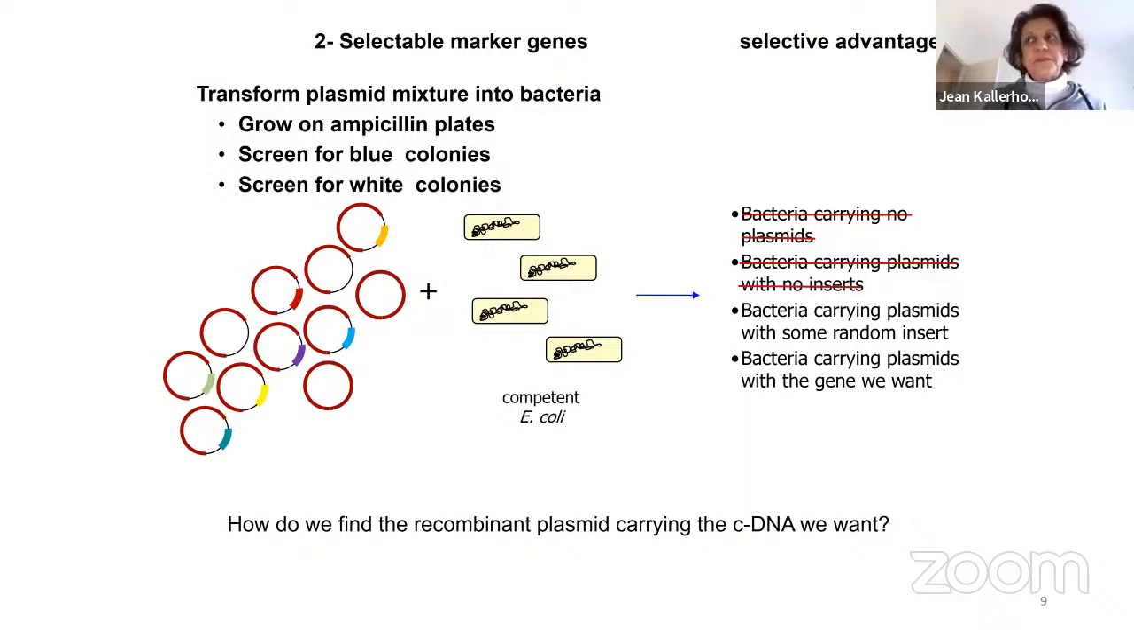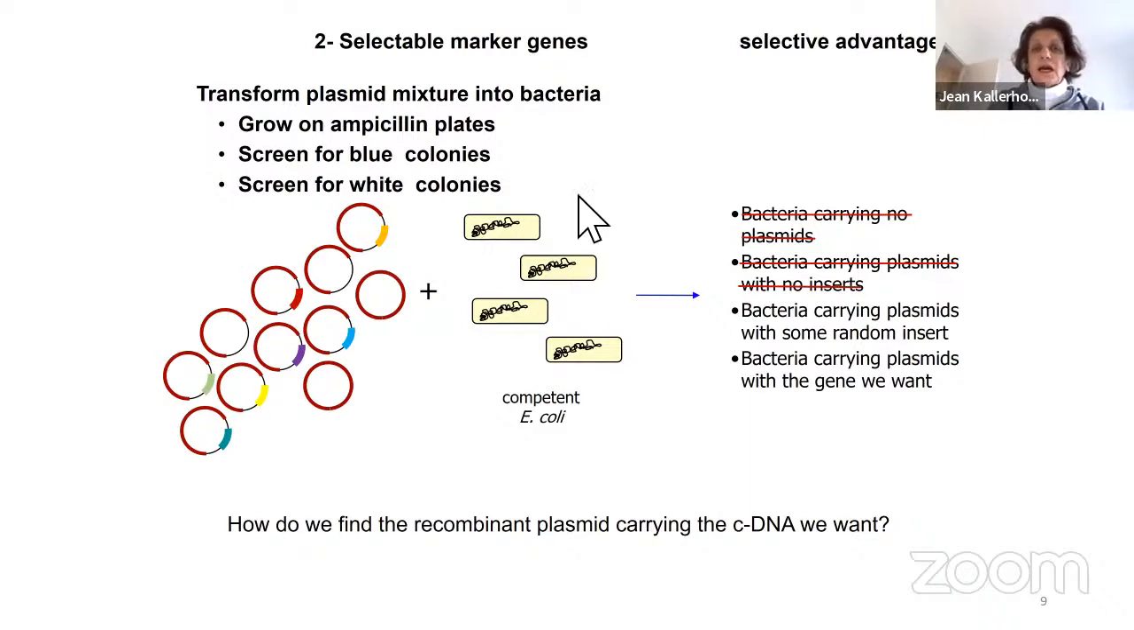We've got thousands of bacteria. Maybe we have only 100 recombinant colonies. And within the 100 colonies, we may have only 10 colonies that are carrying the genes we want. So this is a very, very difficult work that we have in front of us. Okay.